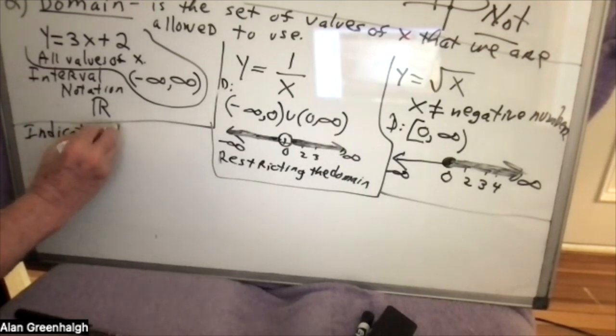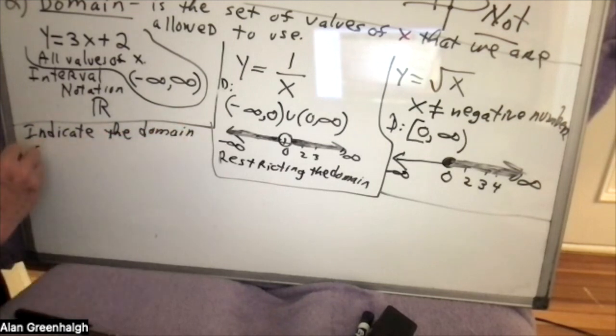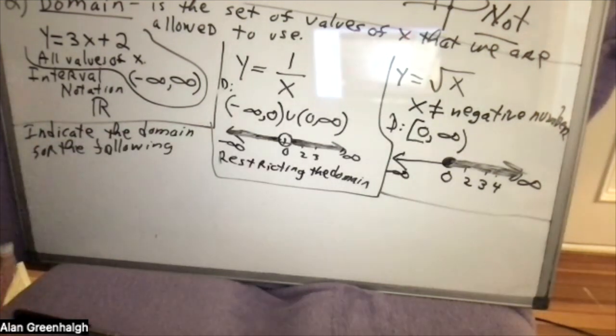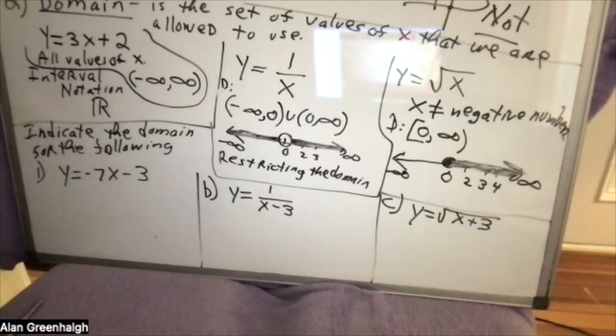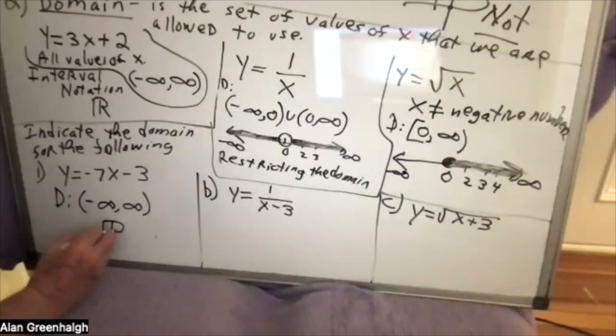Indicate the domain for the following. I'm going to give you problems and you have to indicate the domain. In the first problem, we have a linear equation. Whenever you have a linear equation, the domain will always be negative infinity to infinity. That's it. Or if you would like, you could use this symbol. This also means all real numbers.